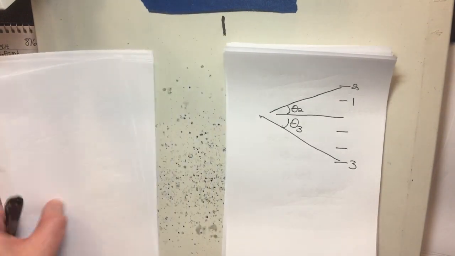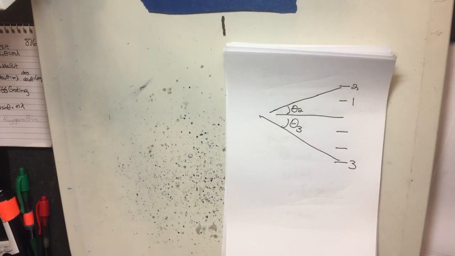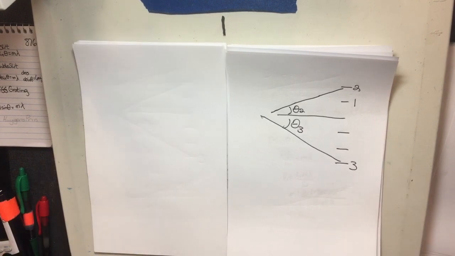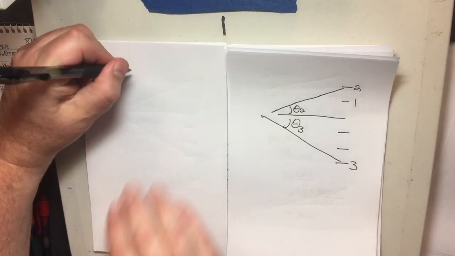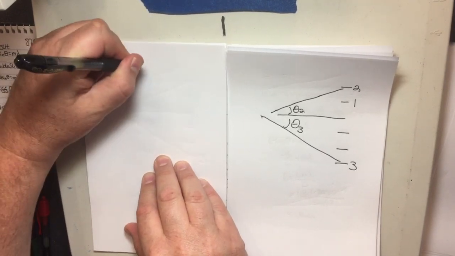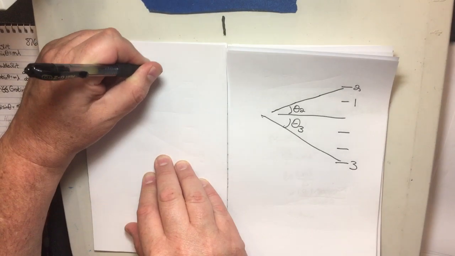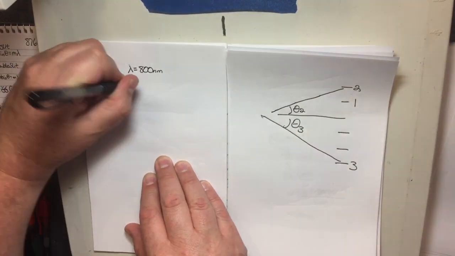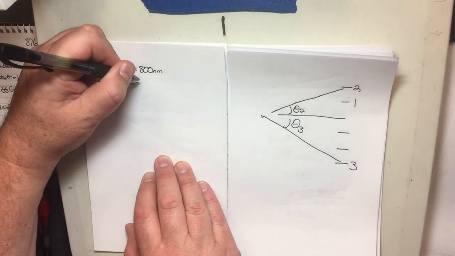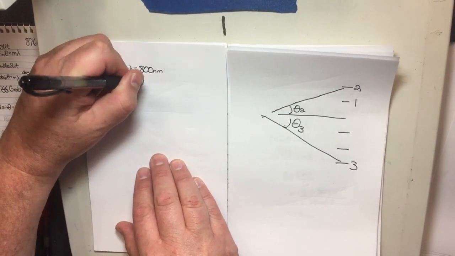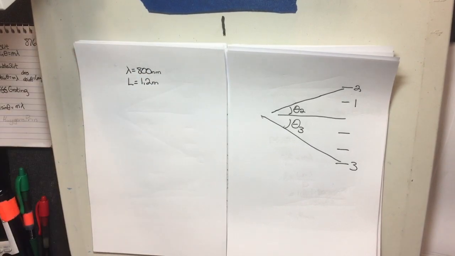This is the one which drives students insane. Lambda equals 800 nanometers. The distance between the screen and the slide, 1.2 meters. Oh, and there's another. There's an evil problem that I do, but not this one. The next one is just on a whole new level.